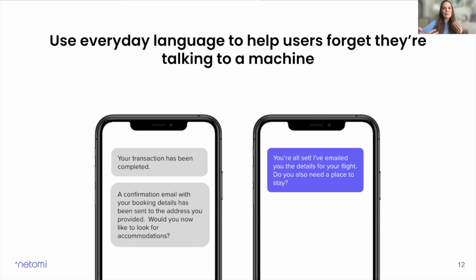So again, humans talking to humans would never say, your transaction has been completed. A confirmation email with your booking details has been sent to the address you provided. Would you now like to look for accommodations? It's just so unnatural. You would never hear people talk like that. Instead, you'd probably hear, you're all set. I've emailed you the details for your flight. Do you also need a place to stay?